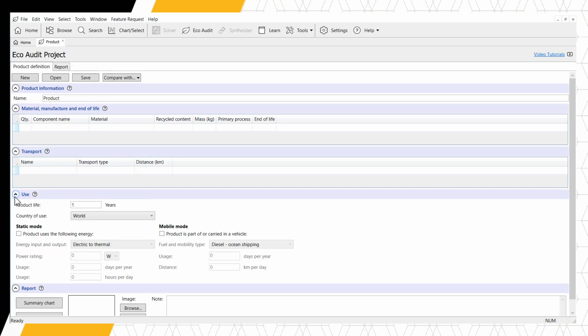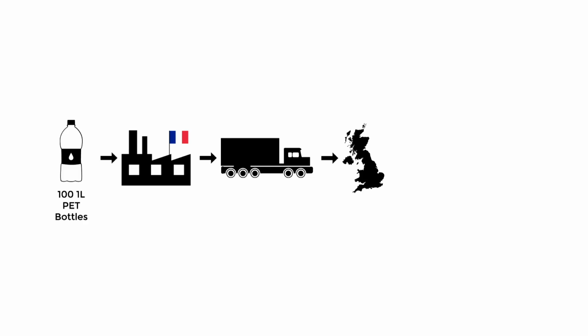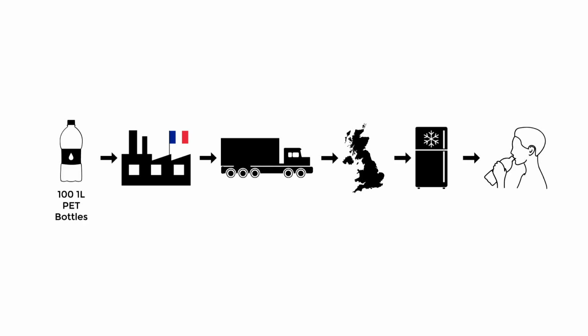To demonstrate how to use this tool, we will use an example of 100 plastic water bottles. We can start by labeling our product, in this case, plastic water bottle. Our example situation for this audit is as follows. 100 1-liter PET bottles of mineral water are filled in a factory in France. They are driven 550 kilometers by truck to England, where they'll be refrigerated for 2 days before consumption.